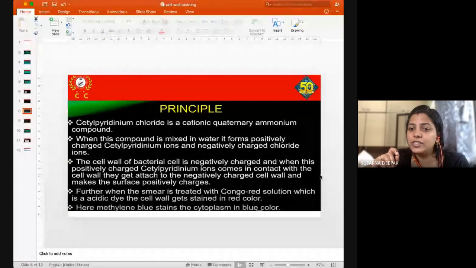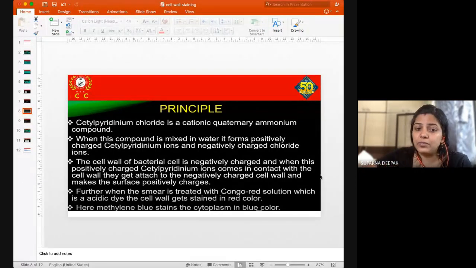Okay. So what will happen is it will not stain the cytoplasm. The Congo red will selectively stain only the cell wall, but not the cytoplasm, right? And only the methylene blue, that is the secondary stain that we are using, will stain the cytoplasm.